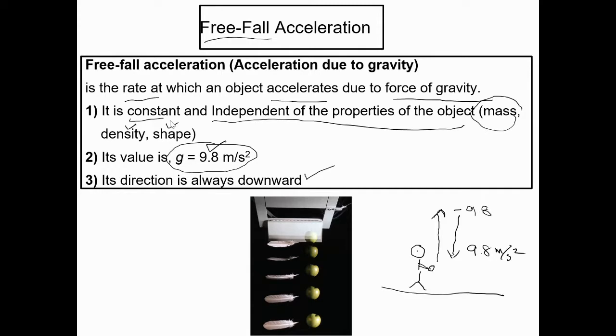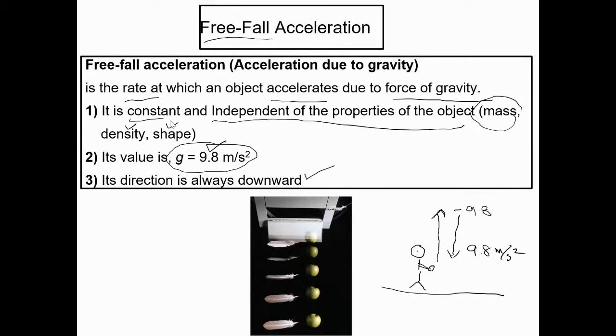So here it is totally independent. It does not depend on the mass, the density of the material, or the shape. When you study the concept of free fall acceleration, it is a constant value. What is free fall acceleration? It is nothing but the acceleration due to gravity, the rate at which the object is accelerated due to the gravity force. It is always in the downward direction.